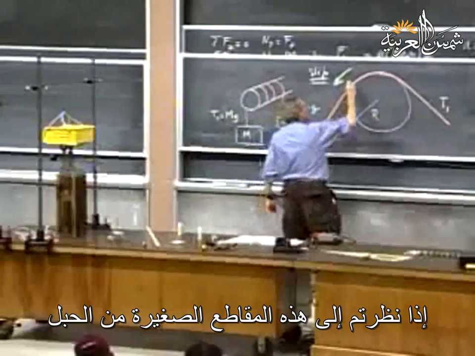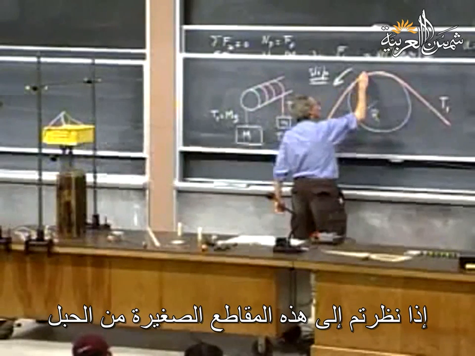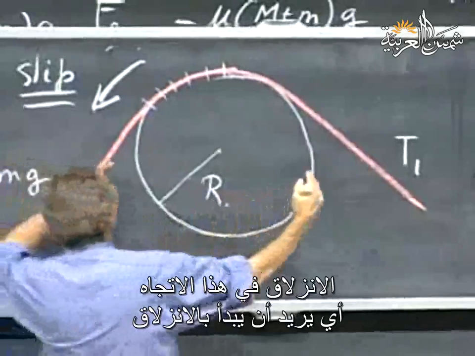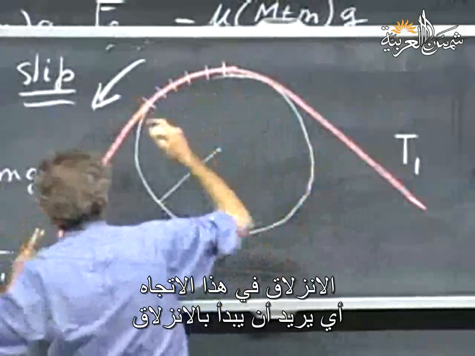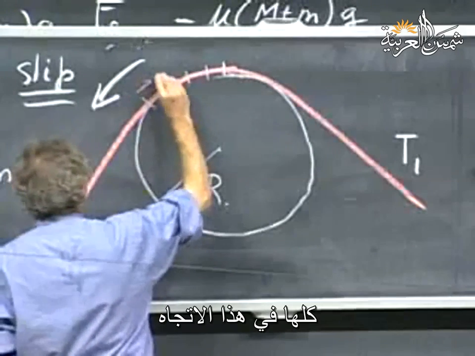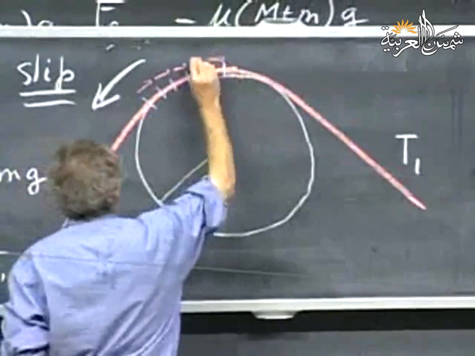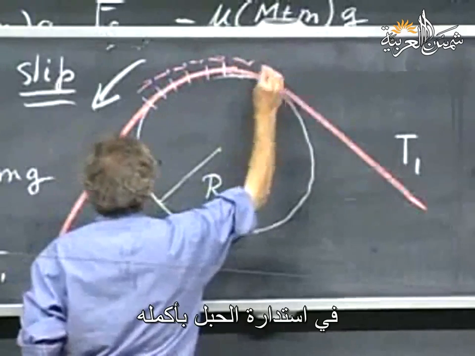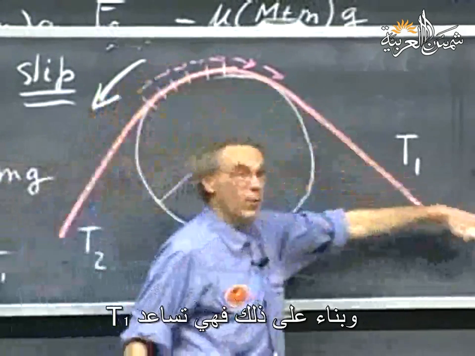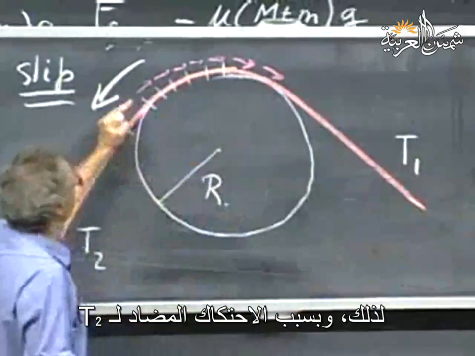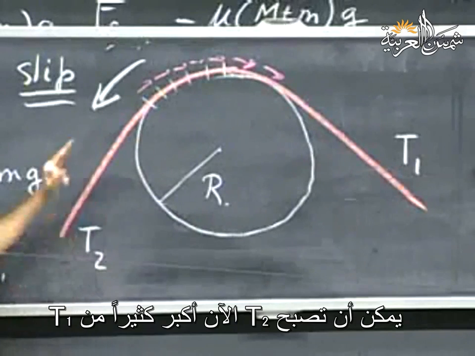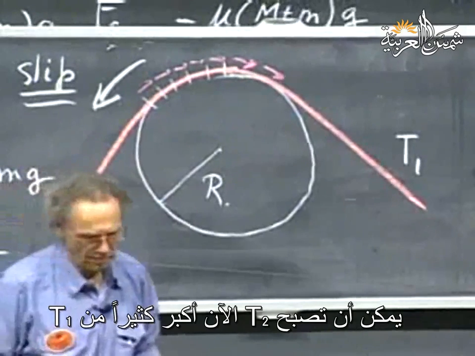If you look at these small little sections of the rope, it is immediately obvious that if the rope wants to slide in this direction, wants to start slipping, the frictional forces in these little pieces are all in this direction, all the way around. And therefore, it helps T1, so to speak. Because of the friction, which is opposing T2, T2 can now become much larger than T1.